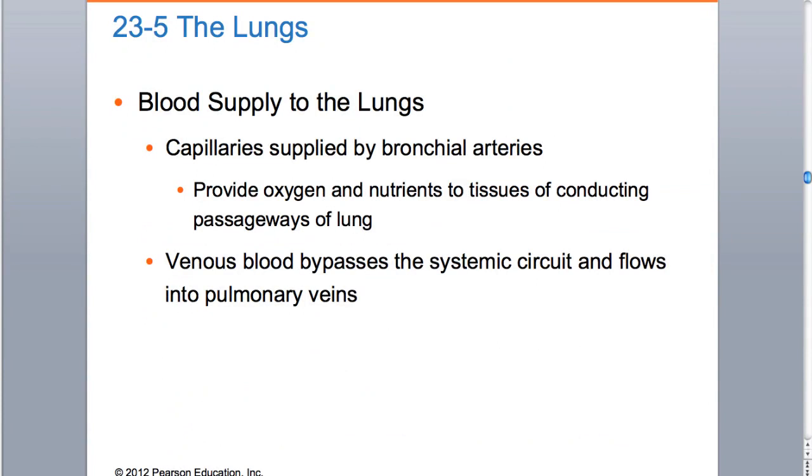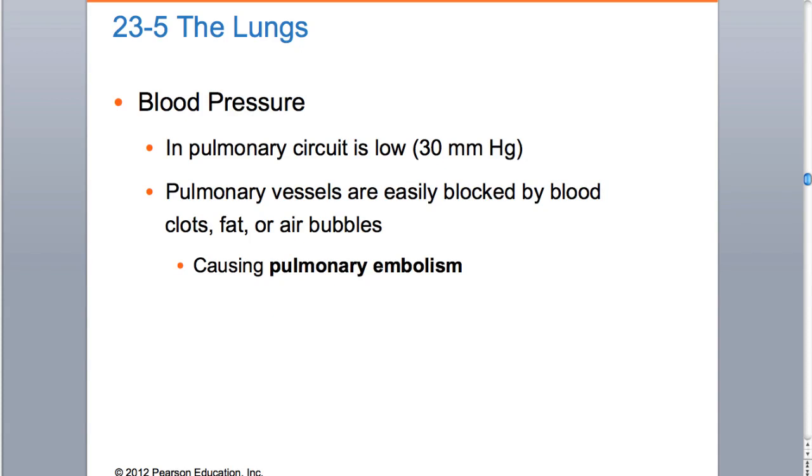I really don't care for this one, so we can pass that slide up. Okay. And I do care for this one. Blood pressure. In the pulmonary circuit, it's low. Why would you want to have low blood pressure going through the lungs?